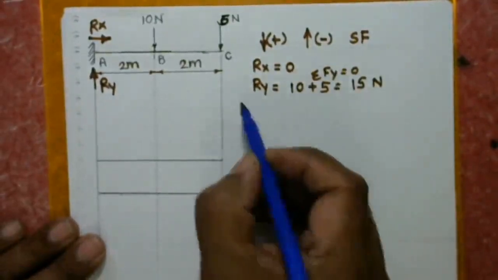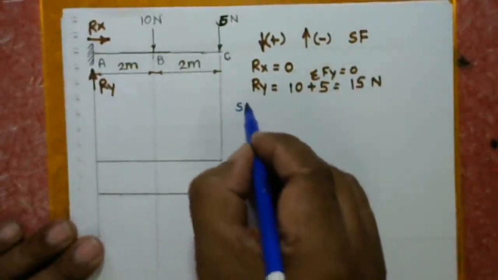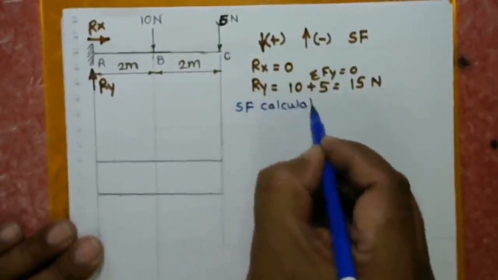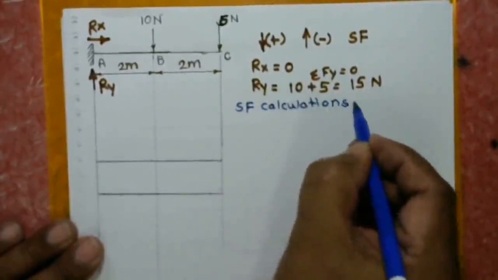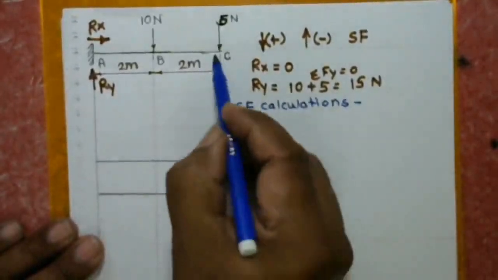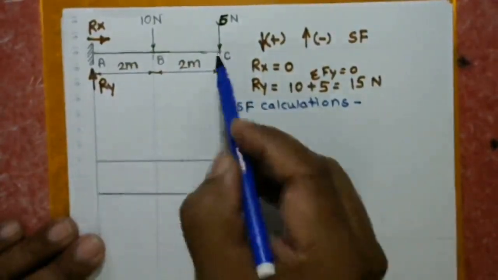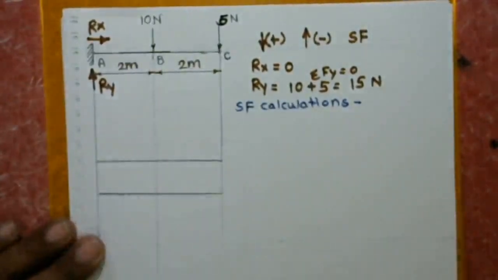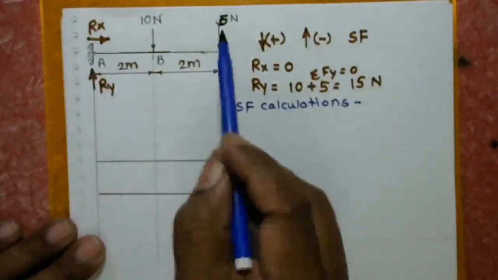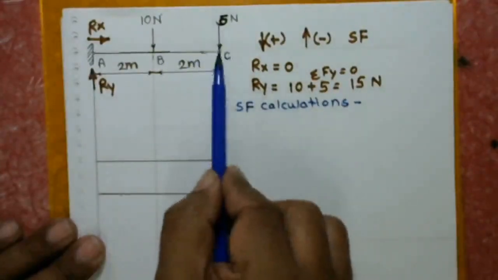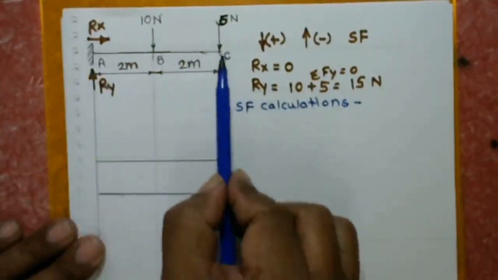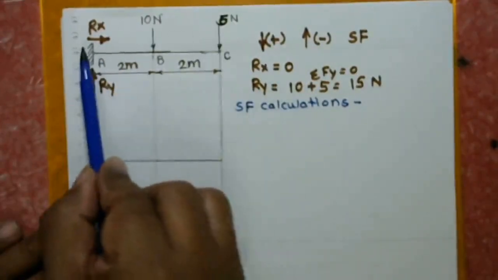Okay, now we will calculate the shear force diagram. Shear force calculations. At point C, 5 Newton is acting. At point B, 10 Newton is acting. So what is meant by shear force? Shear force is the algebraic sum of all the forces either from right to left or left to right. But now we will always consider right to left.